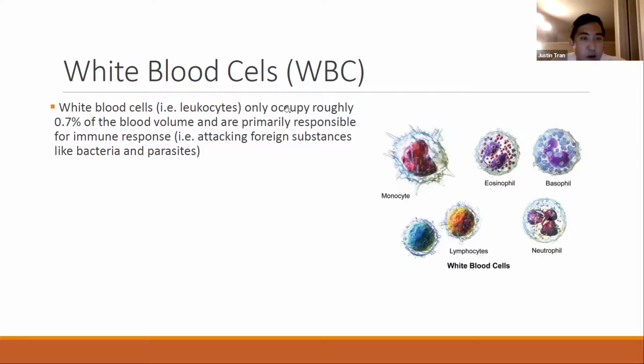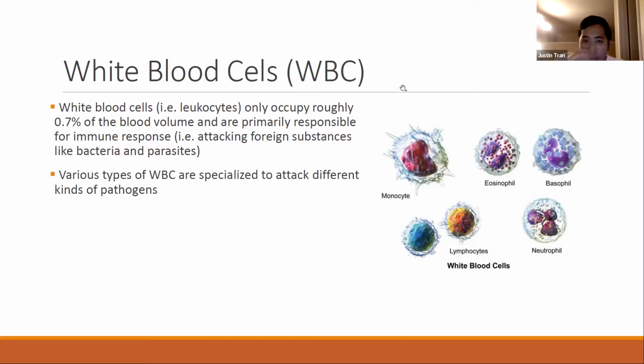Okay, so now let's talk about the white blood cells, or WBCs. Another name for them is leukocytes. They occupy a very small volume of your blood, usually about 0.7% of the blood volume. Their primary responsibility is immune response. If your body detects something foreign, like a foreign bacteria or virus, your white blood cells are going to attack it to protect your body.